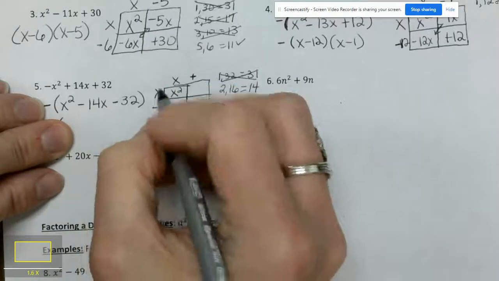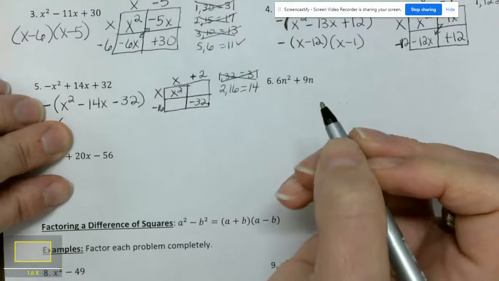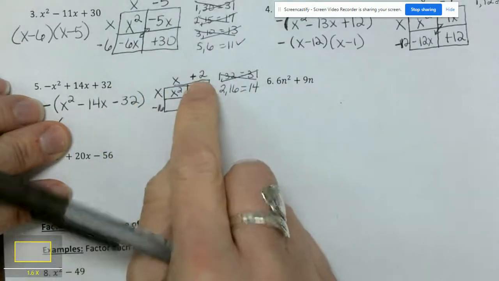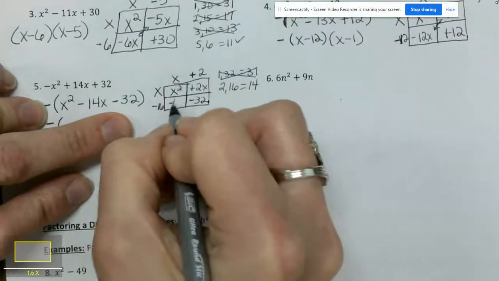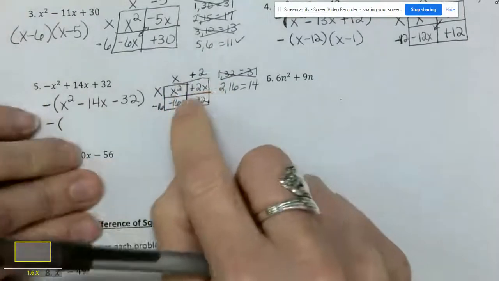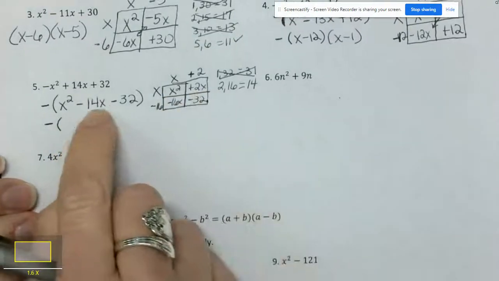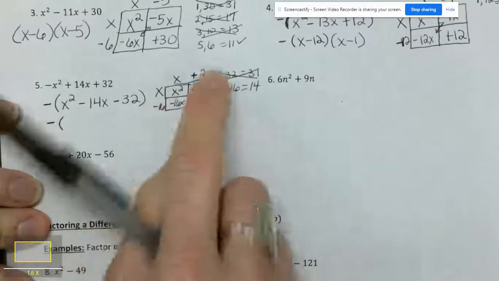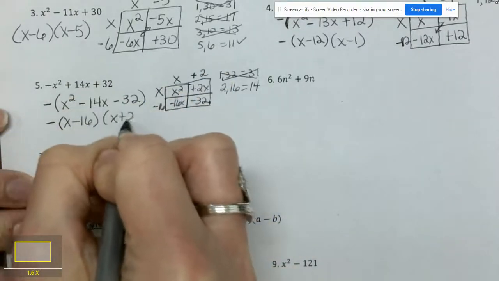So that means my negative needs to be the 16, and the positive needs to be the 2. Check yourself. Plus 2x, because x times 2 is 2x. And then negative 16 times x, that's a negative 16x. If you put these two things together, negative 16 plus 2, that gives you back this negative 14. So here's my parentheses, these two things. X minus 16 times x plus 2.